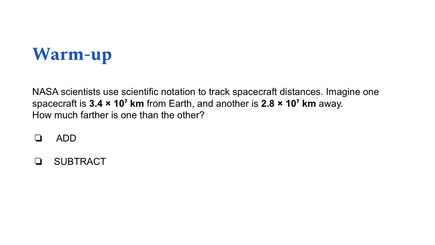Before we jump in, I just want you to have an idea: when do we use adding and subtracting in scientific notation in real life? Here's an example. NASA scientists use scientific notation to track spacecraft distances. Imagine one spacecraft is 3.4 times 10 to the 7th power kilometers from Earth, and another is 2.8 times 10 to the 7th power kilometers away. How much further is one than the other? What do you think we should do to find this answer?